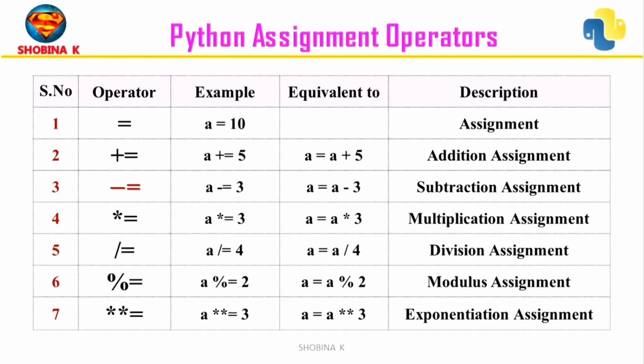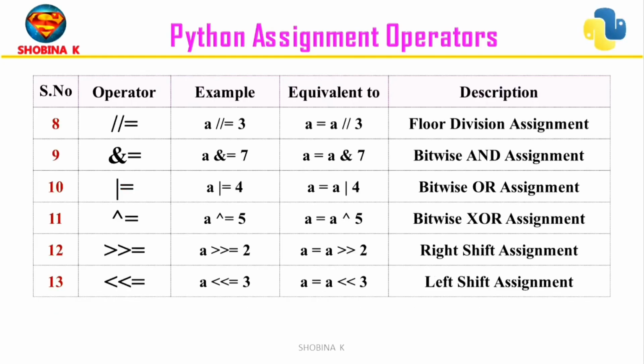And then we have exponentiation assignment operator. It calculates the result of raising a variable to the power of a specific value and updates the variable with that result. A **= 3 is equivalent to A = A ** 3.